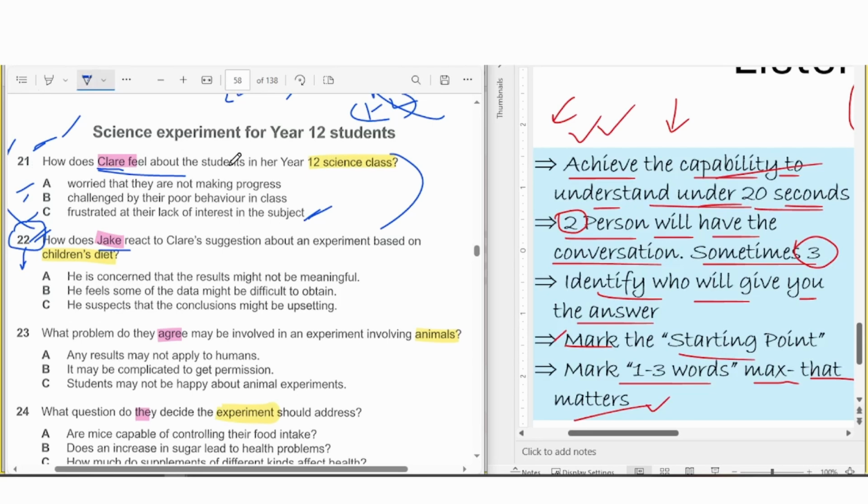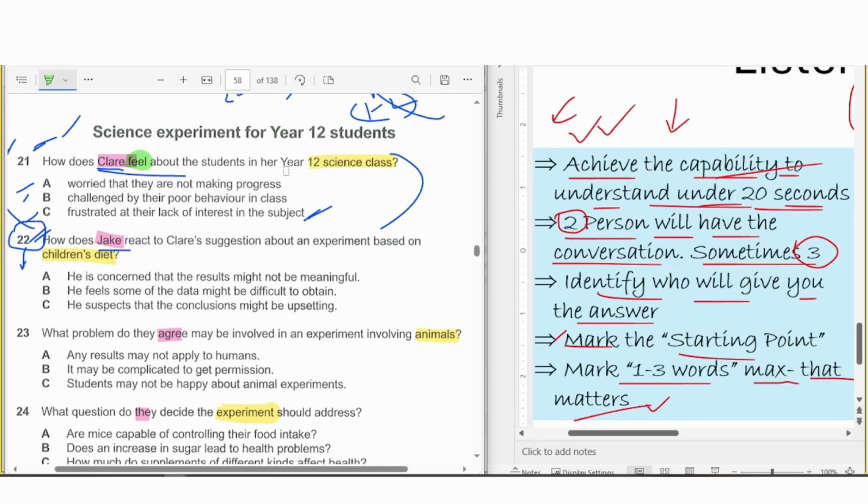So I'm going to show you what matters. If you read the first question, see, how does Clary feel? So for this question you are looking for the feelings of Clary, nothing else. You are looking for feelings. Feel. How does Clary feel about the student in her year 12 science class? So when you answer this question 21, we are looking for the feelings of Clary.